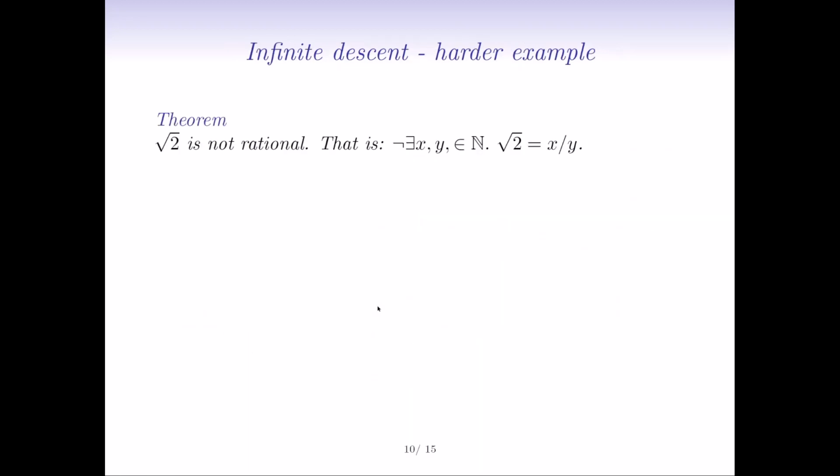Okay, now let's do a harder example, a much more interesting example, and this was actually proved, I think, by Euclid in ancient Greek times. And the theorem is to say that the square root of 2 is not a rational number. Remember, the rational numbers are those that are exactly expressible as a ratio of two natural numbers.